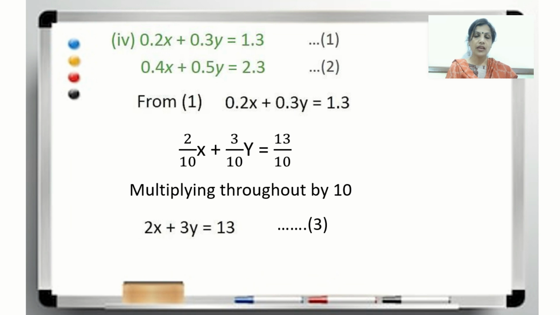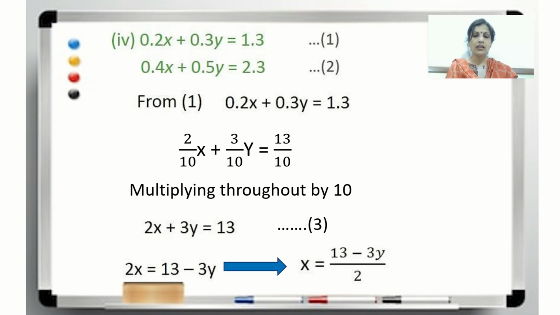Now I can change this equation because I need to find out what to substitute. I am substituting the value of x here. So for that I'll change my equation to 2x is equal to 13 minus 3y. Since I want to substitute for the value of x, I do not want any coefficient along with that variable. So I'll change my equation to x is equal to 13 minus 3y upon 2. So this value of x, I'll now substitute in equation 2.